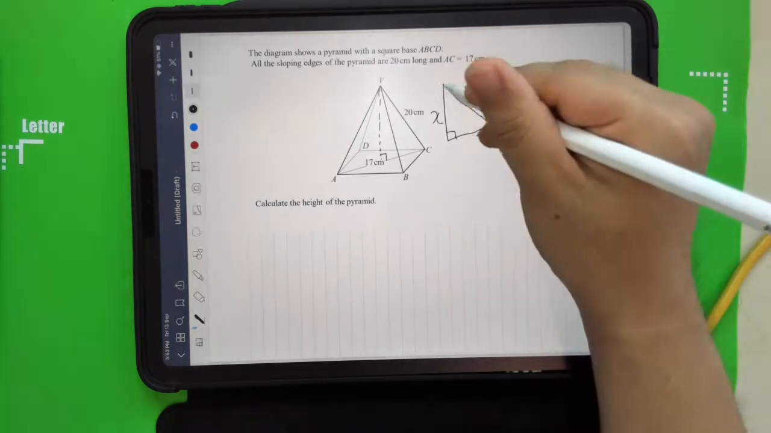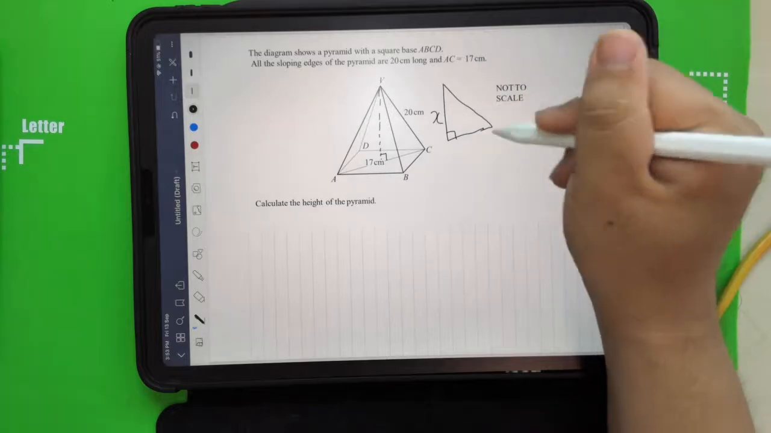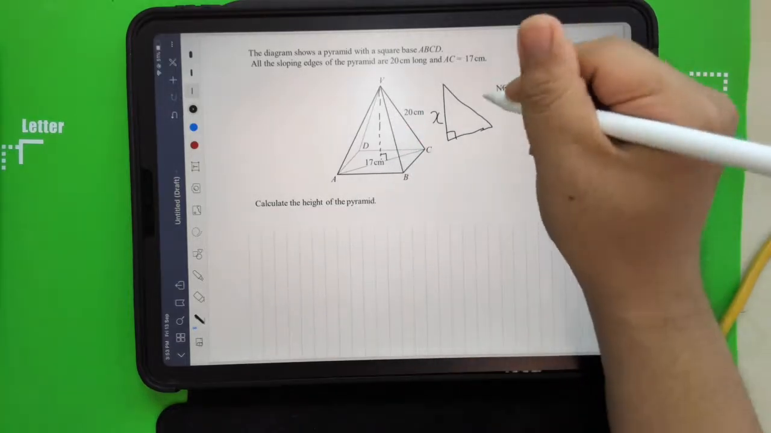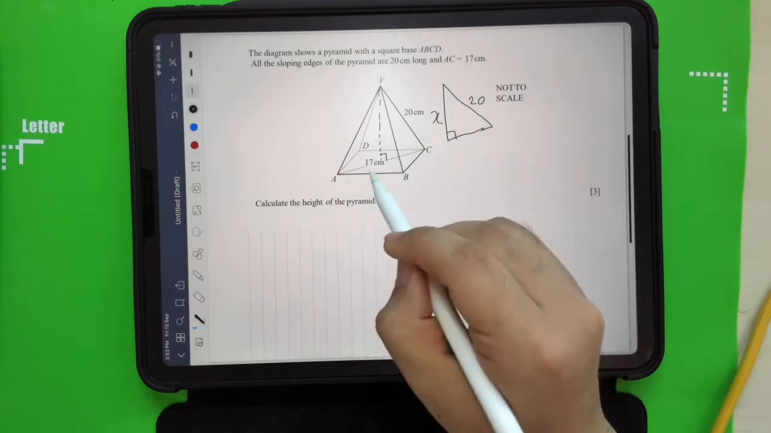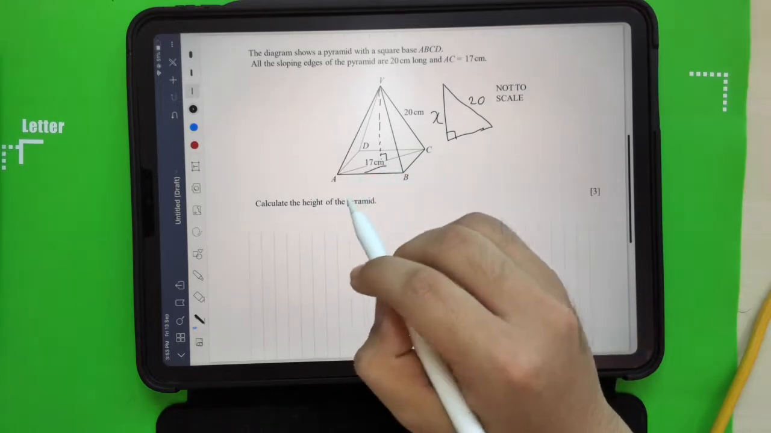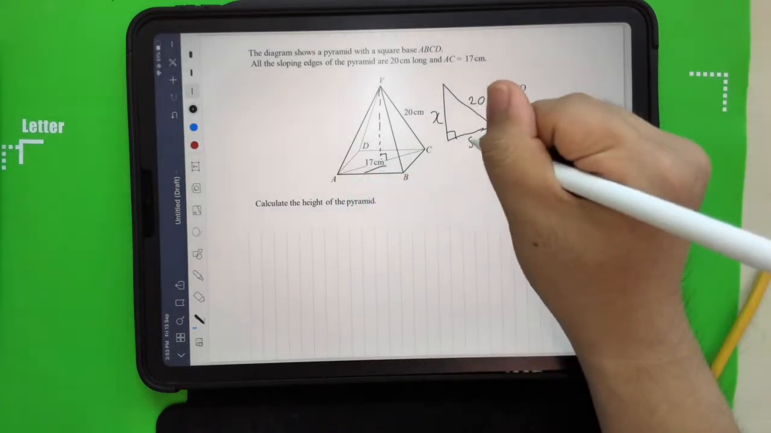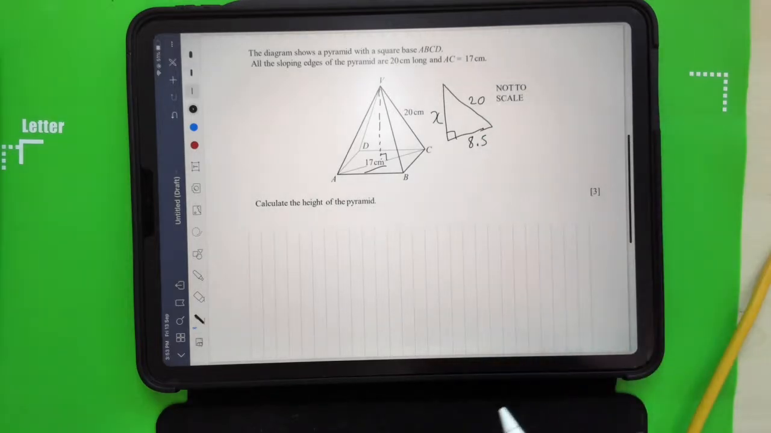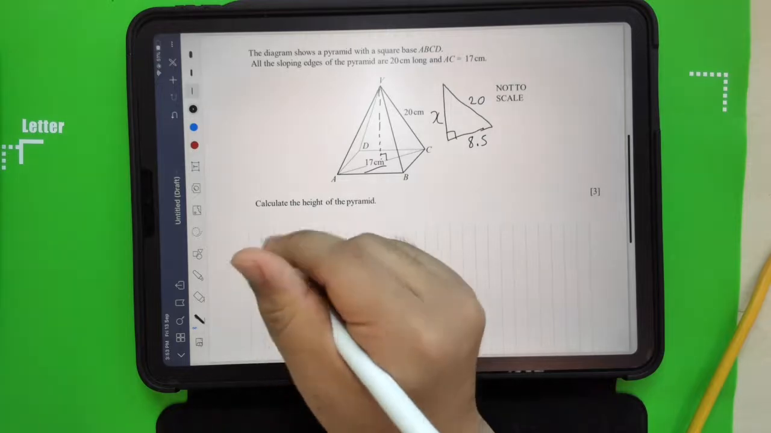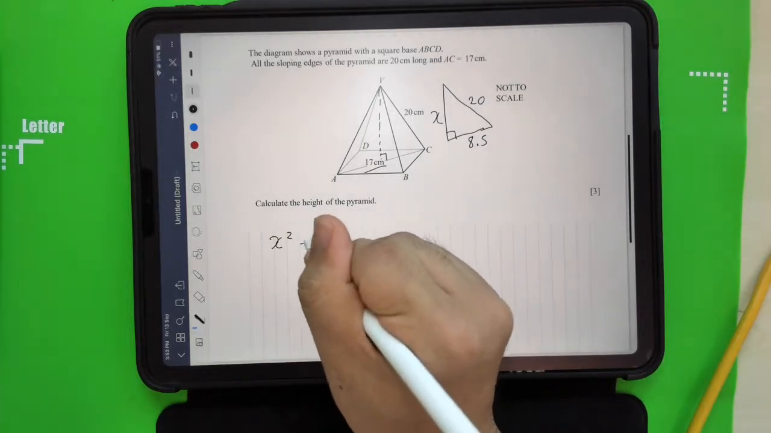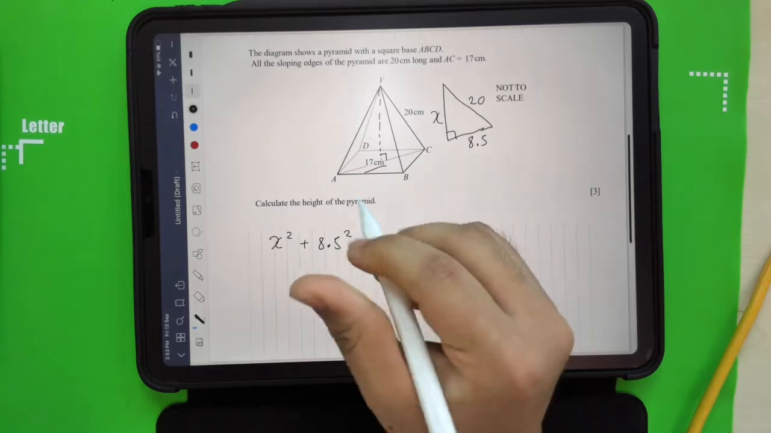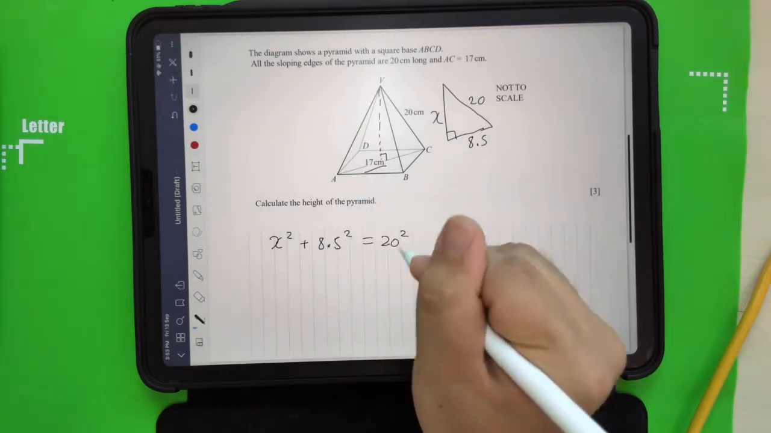And how do you find the other two distances? Well, for this distance here, it's given as 20 centimeters. And for this distance, this is just half of 17 centimeters here. So 17 divided by 2 is 8.5. So this would be 8.5. Now, let's use the Pythagorean identity to solve this question. The Pythagorean identity tells us that x squared plus 8.5 squared equals 20 squared.